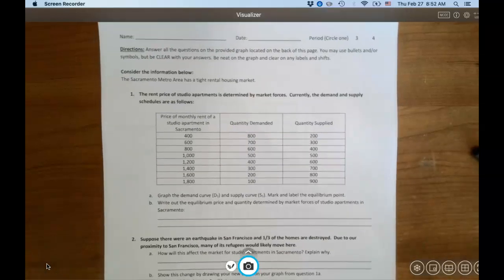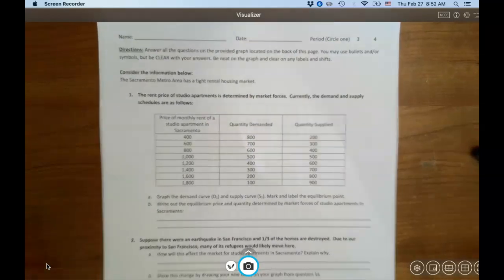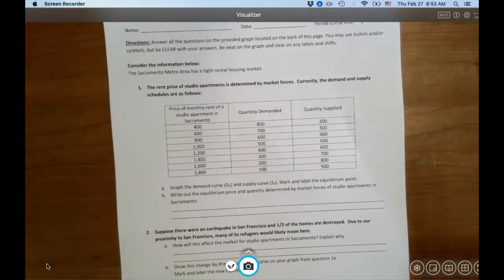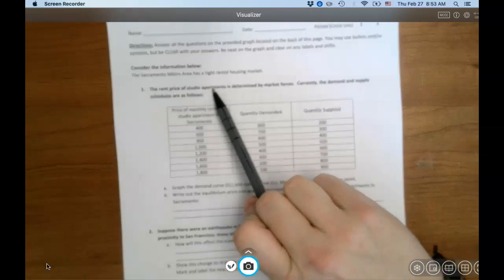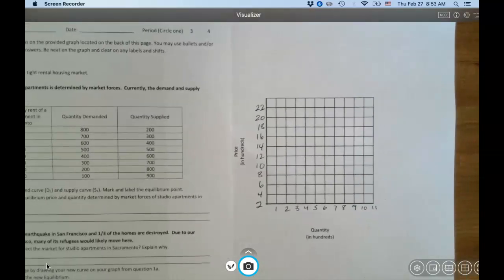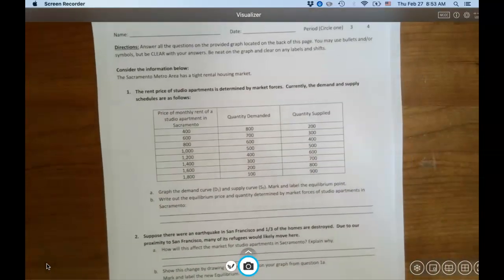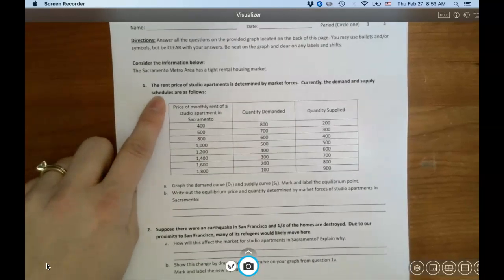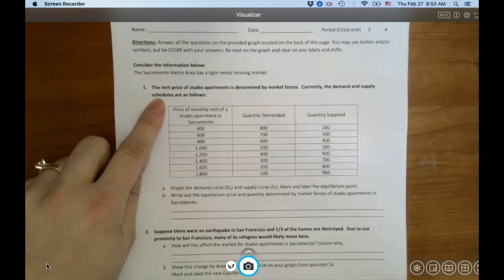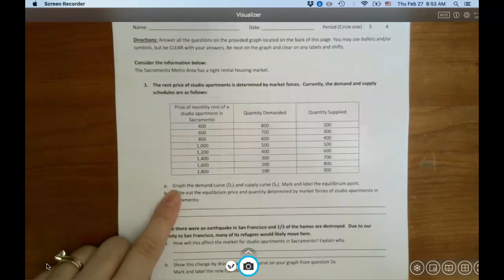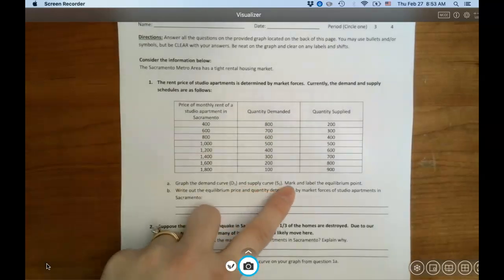Okay, so we're going to go through a few practices of what the graphing final will really look like. And so find the worksheet that is talking about the price of studio apartments. So first thing you need to do is actually, well, read the directions, answer all the questions, and then read the scenario. The rent price of a studio apartment is determined by market forces. Currently, the demand and supply schedules are as follows. And the first instructions say, graph the demand curve and the supply curve.